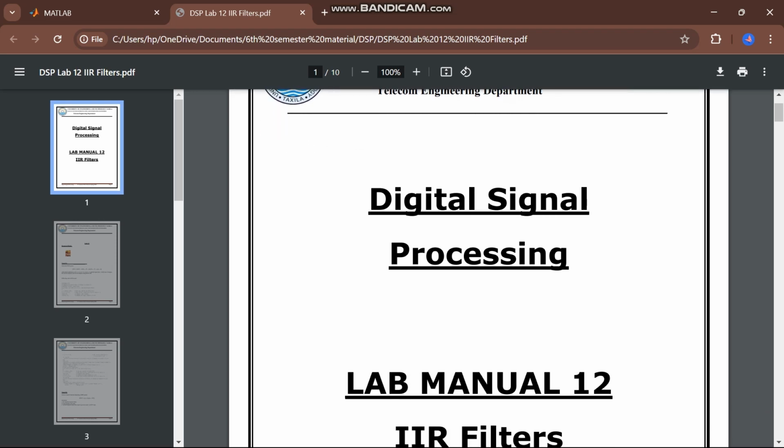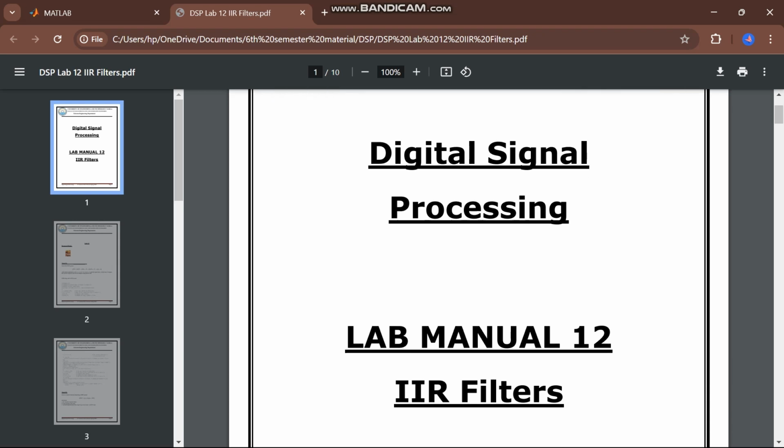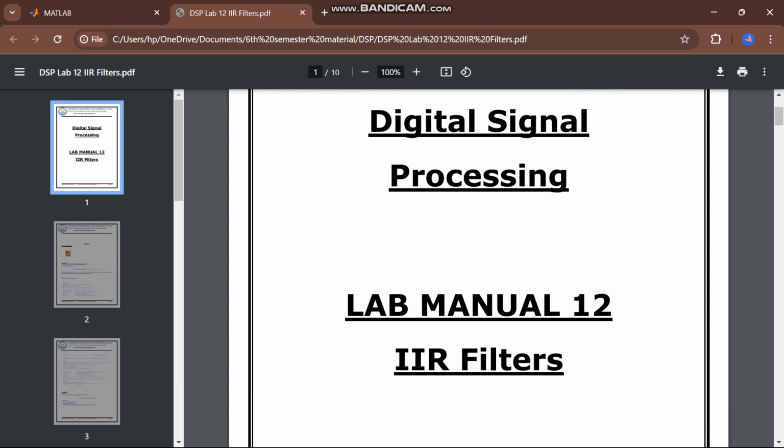Today I will be discussing lab number 12 of digital signal processing. The title of this lab is Infinite Impulse Response Filters.